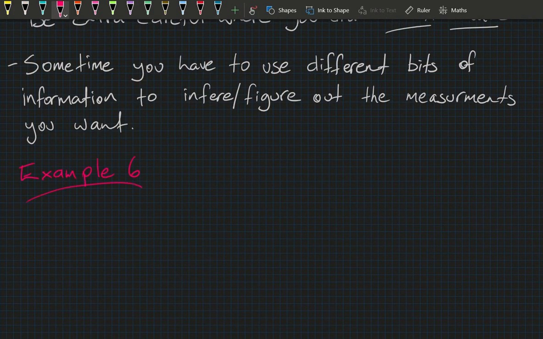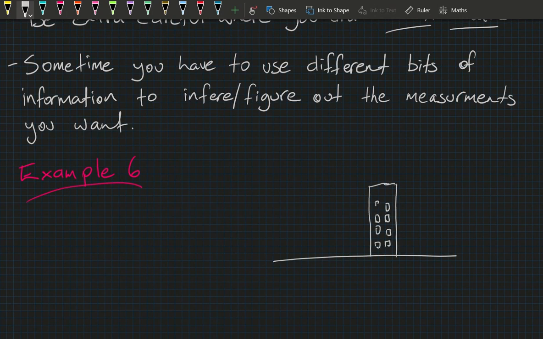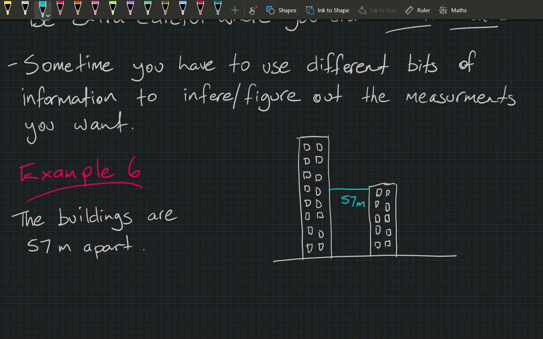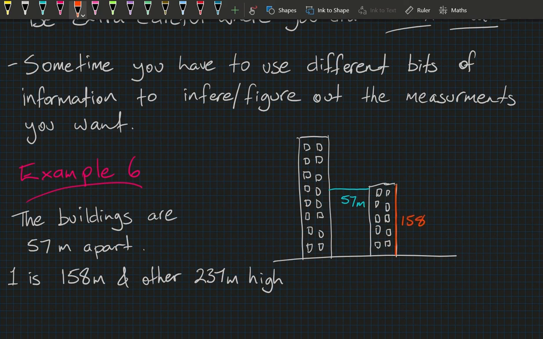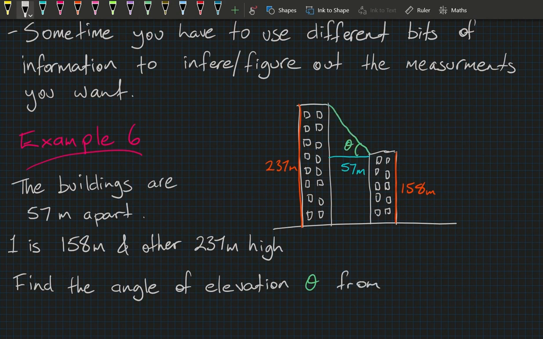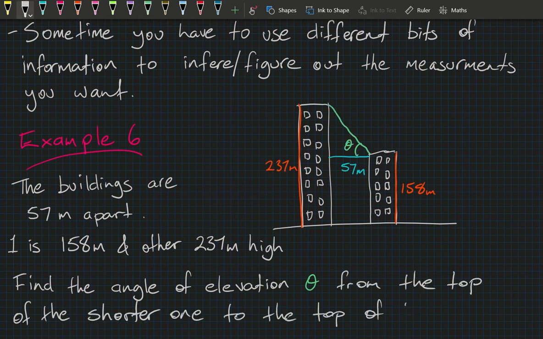But without any further ado, let's move on to example 6, where we have these 2 tall buildings to look at. Please forgive my quote-unquote artistic skills. These are definitely not to scale, as you'll see when I do the question. Anyhow, these 2 vertical buildings are 57 meters apart. One is 158 meters and the other one is 237 meters high. And the problem for us is to find the angle of elevation theta from the top of the shorter building to the top of the taller one.